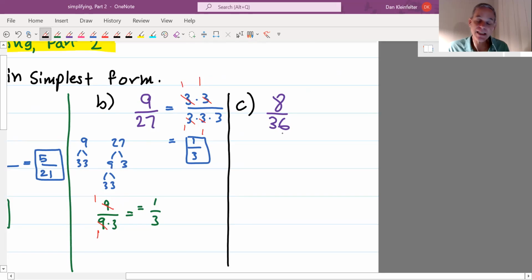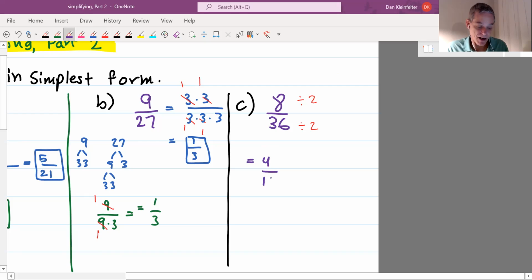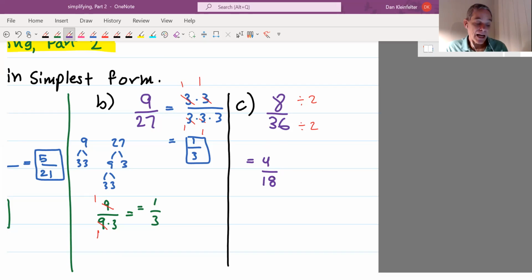Okay, so let's try 8/36. This time we're going to just see if we can spot any factors of both 8 and 36. I can see that both 8 and 36 are divisible by 2. So I'm going to divide 8 by 2, and I'm going to divide 36 by 2. 8 divided by 2 is 4. 36 divided by 2 is 18. I've divided the top and bottom by the same number, so I have an equivalent fraction. That's important. And now we have 4/18. You'll notice that those are both even, so we can divide out another factor of 2.